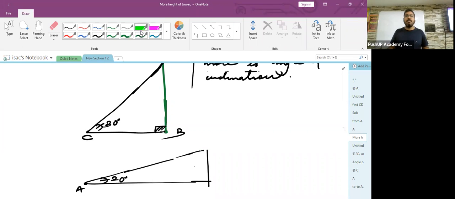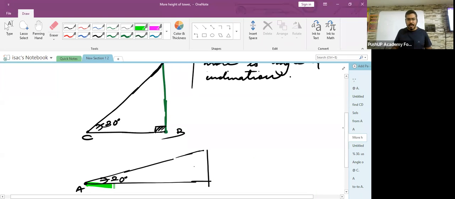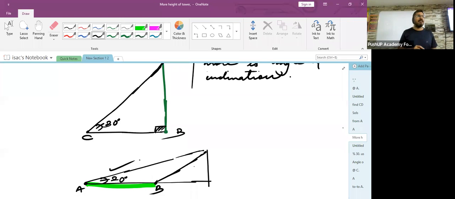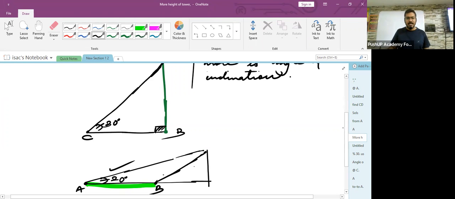What if I start moving from this point A and get closer and closer to the building? And imagine I reached this point B. Now, will I be able to look at the top of the building with the same angle of inclination, 20 degrees? No, I won't be able to. I will have to increase the angle of inclination, isn't it? So this may be around 45 degrees, say for example.